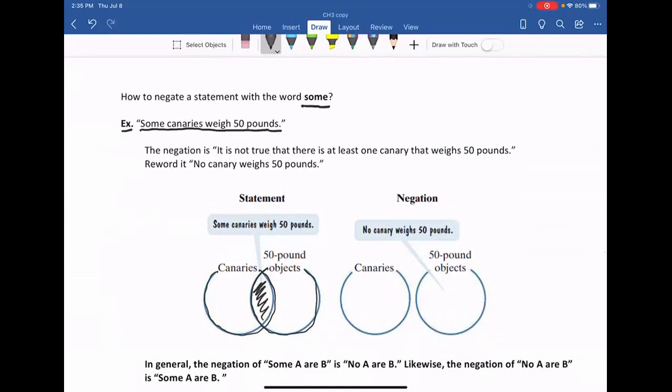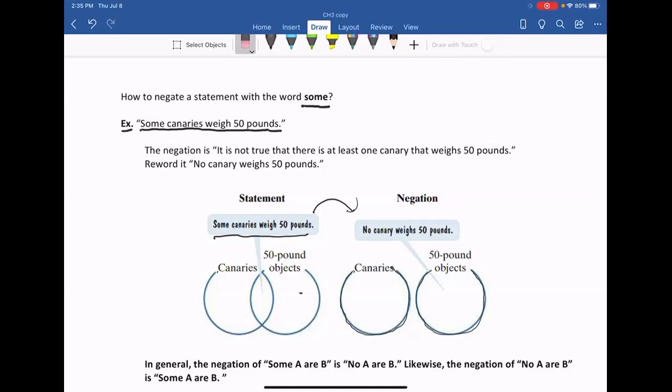That means canaries and the 50-pound objects have an intersection, and some of the canaries belong to the 50-pound objects. This is a statement. What is the negation? The negation is a graph like this: no canary weighs 50 pounds. There's no intersection between these two sets. The canaries and the 50-pound objects have no intersection. That means no canary weighs 50 pounds.